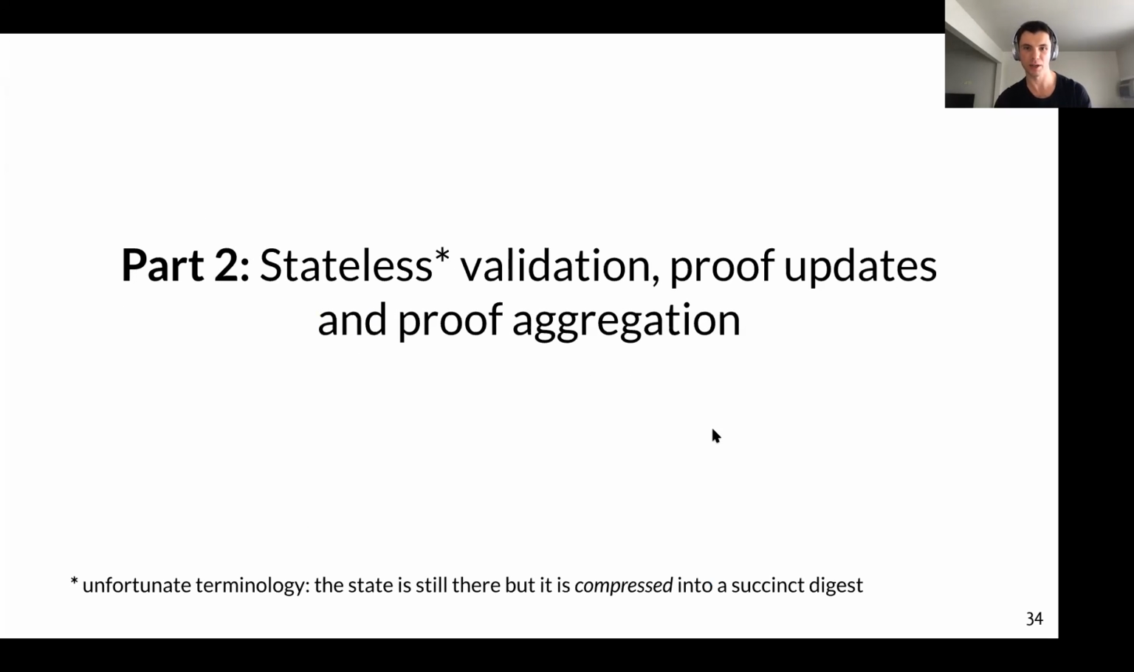This gets me to the second part of the talk, which is about stateless validation. Here I want to clarify that stateless is really an unfortunate terminology, because it's not like you're validating transactions without having any ground truth. You do have the state, but it's compressed into a digest. That's what folks call stateless validation. So just keep in mind, stateless validation means validating against a succinct 32-byte digest rather than 100 gigabytes of account state in Ethereum, let's say. And for stateless validation, we need authenticated data structures that support proof updates and proof aggregation efficiently.